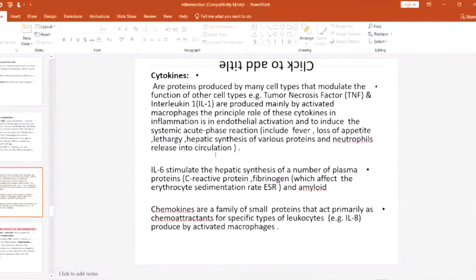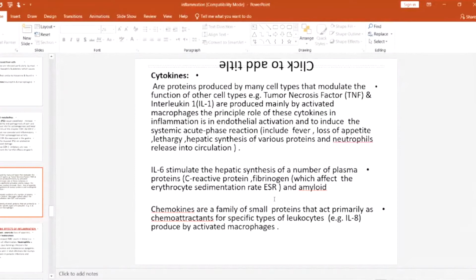Students, when we get inflammation of the tonsils, we feel some fever, loss of appetite, and tiredness. All this is because of the release of tumor necrotic factor and interleukin 1 from the macrophage. That is first. Second, we have interleukin 6. What is interleukin 6? Interleukin 6 stimulates the liver to produce other proteins, for example C-reactive protein and fibrinogen, which is responsible for the increase in ESR, erythrocyte sedimentation rate, and amyloid.